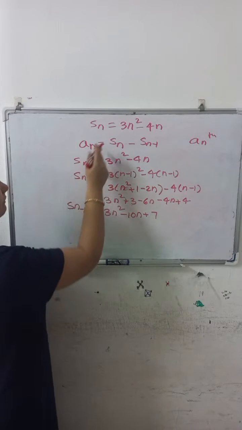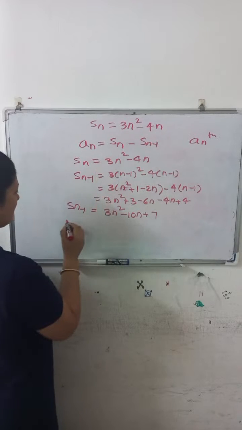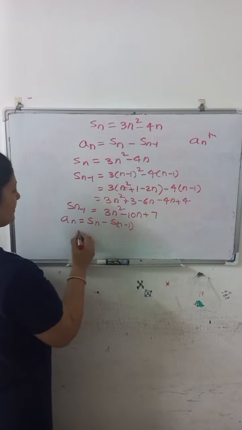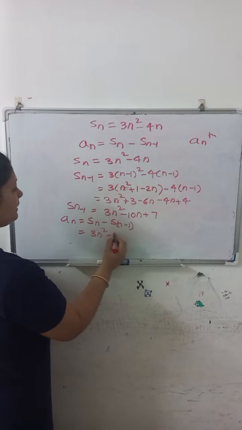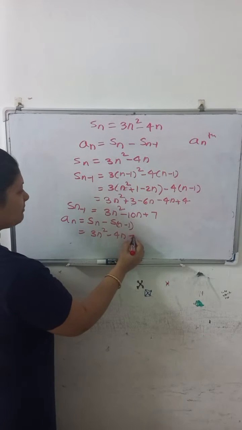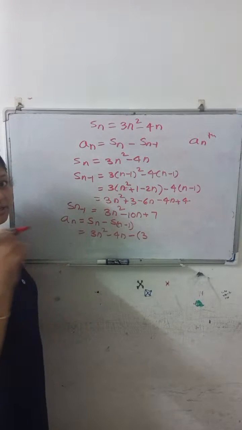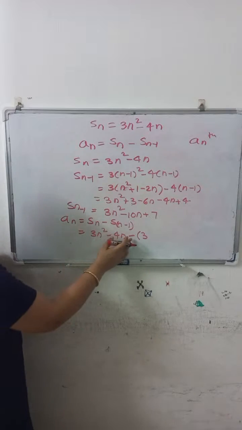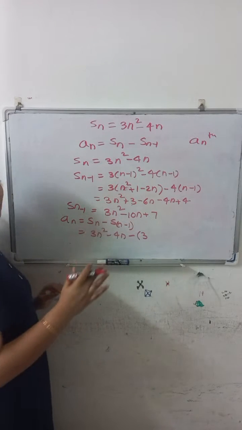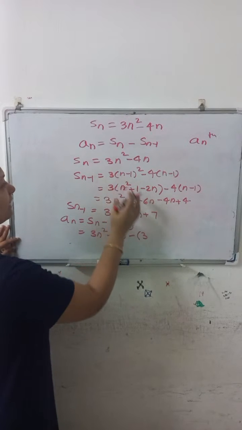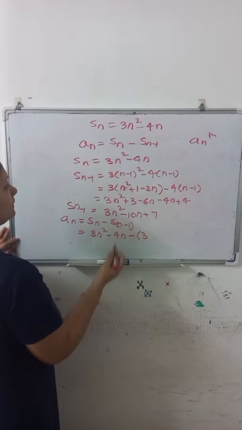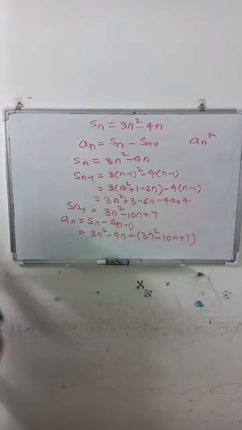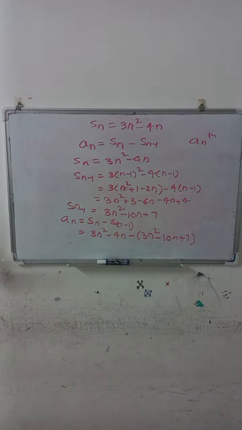Now here an is nothing but Sn minus Sn minus 1. So Sn is nothing but 3n square minus 4n, and minus, inside the bracket, 3n square minus 10n plus 7. Don't forget the bracket. If you forget the bracket, then you will not get the answer. Before the minus sign is there, keep the bracket over here. Multiply this negative sign inside the bracket. Check what you will get.